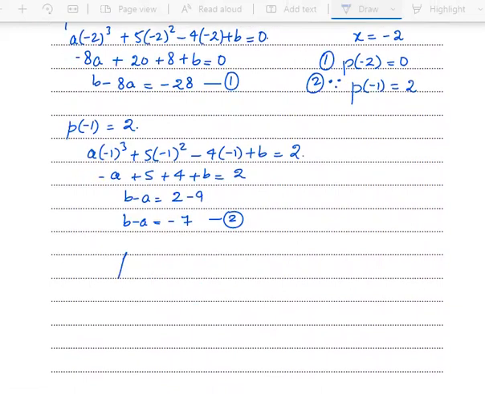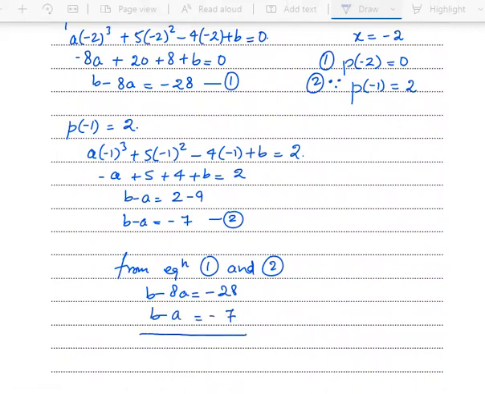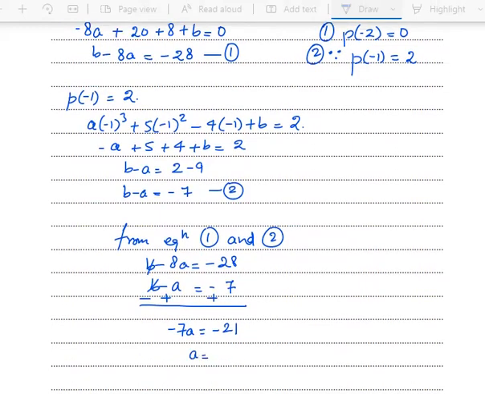Now we can write from equation 1 and 2. We have b minus 8a equals minus 28, and we have b minus a is equal to minus 7. So if I subtract, the sign will change. This will become negative, positive, positive. So b minus b cancels out. Minus 8a plus a is negative 7a. Minus 28 plus 7 is negative 21. Therefore, we get a is equal to positive 3.